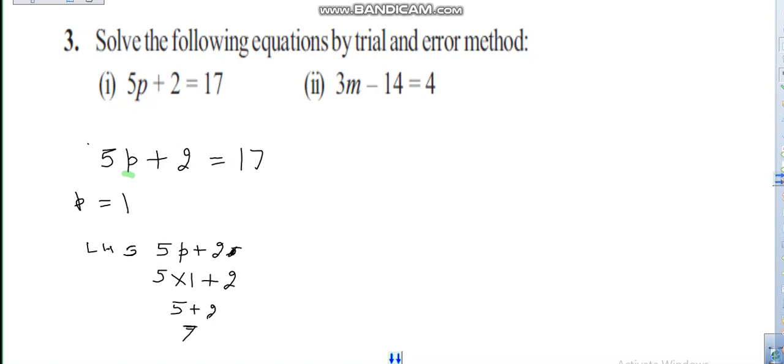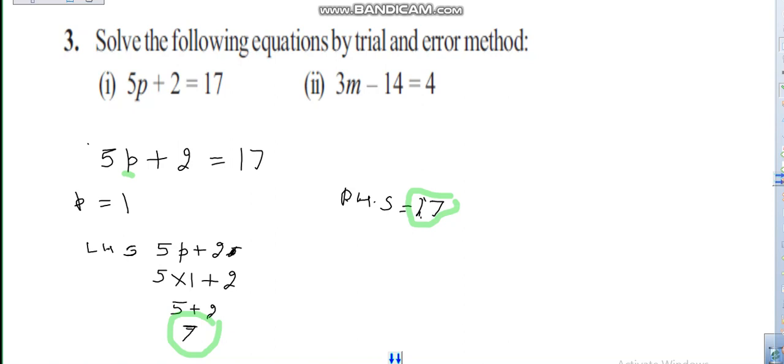Now write the right hand side. Right hand side is 17. Now match the answer of the left hand side and the right hand side. Left hand side answer is 7. Right hand side answer is 17. And these answers are not matched. That means the given value of the variable, that is p equal to 1, is not the solution.